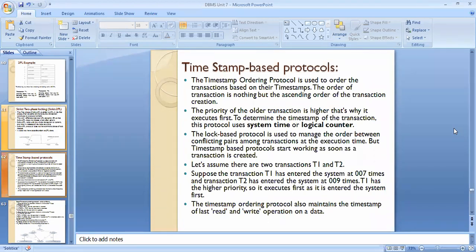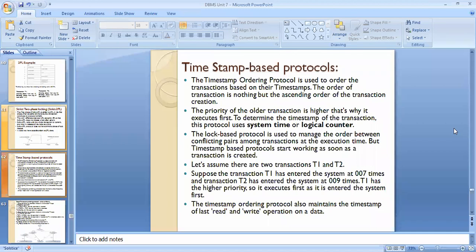So the timestamp ordering protocol is used to order the transactions based on their timestamp. First come: if transaction T1 came first, then it will execute, and transaction T2 came second. Then T1 has higher priority than T2 according to their creation. Is it clear? So that means we are applying the timestamp. The priority of the older transaction is higher. That's why it executes first.